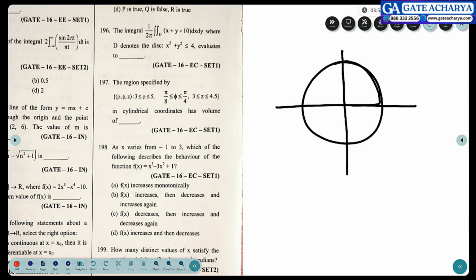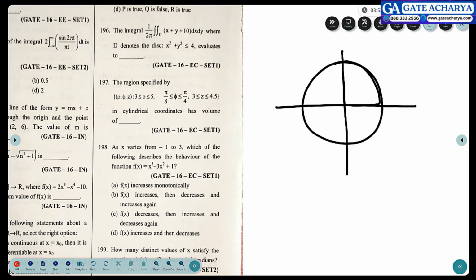A sphere, when it's divided by the 3 axes x, y and z, is divided into 8 parts, not 4 parts. A circle is divided into how many parts? 4 parts. Are you getting my point here? So that's how the logic works.